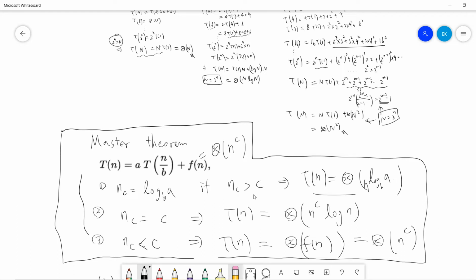Okay, so if n^c is greater than c, then one can show T(n) is theta n^(log_b a). So basically, T(n) is approximated by n^(log_b a). Basically, this term will dominate this term. And if n^c equals c, then it's very amazing that it becomes n^c times log n. So these two have the same contribution, so there will be a log n. If n^c is less than c, then this term will disappear and this term will dominate. So it's theta n^c.